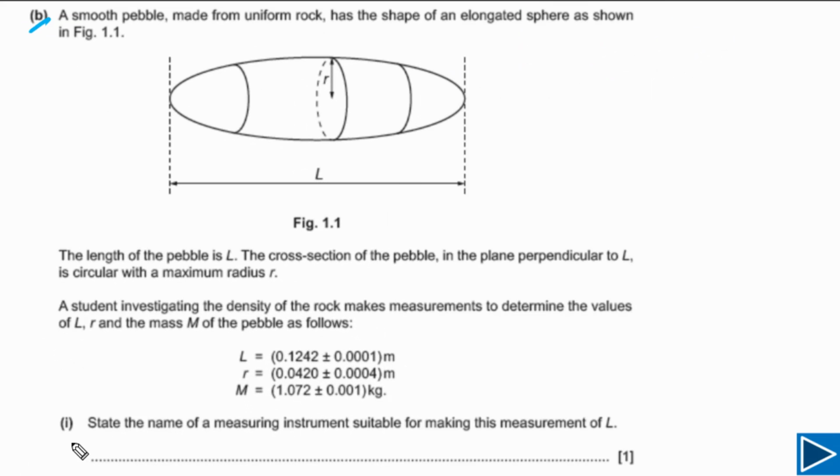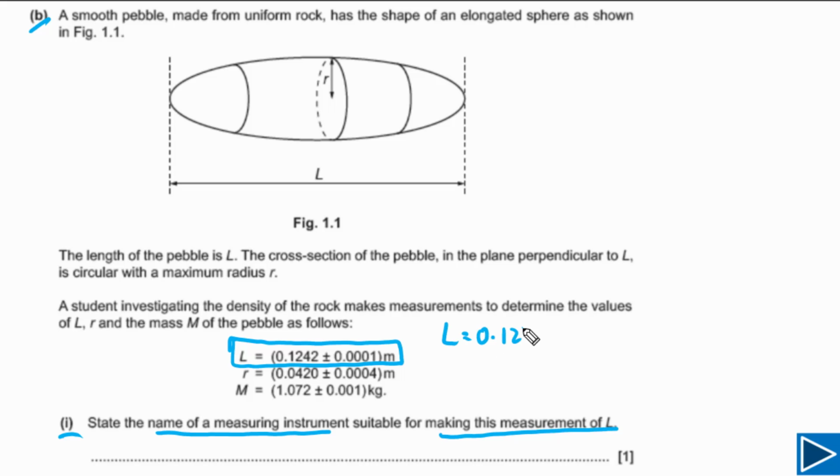For part D1, we need to state the name of a measuring instrument suitable for making the measurement of L. And L is given here with absolute uncertainty. The best way to answer this can be to convert it into centimeters. L in this case is 0.1242 meters. We can convert this into centimeters by multiplying by 100, so this will be equal to 12.42 centimeters.